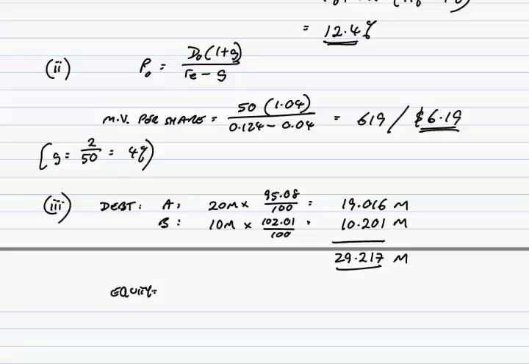The market value of equity. On the balance sheet there's 25 million. They're $1 per share, so there's 25 million shares. We've just worked out the market value in part 2, $6.19. And so total market value, 154.75 million.